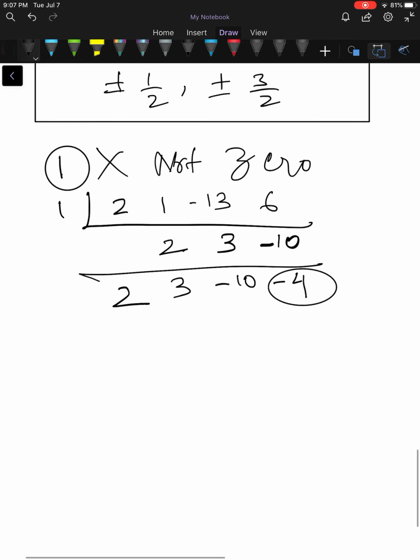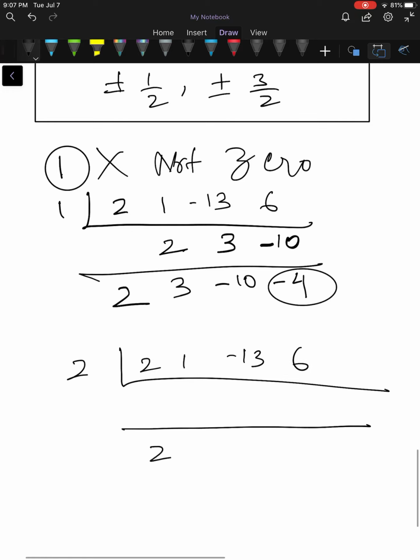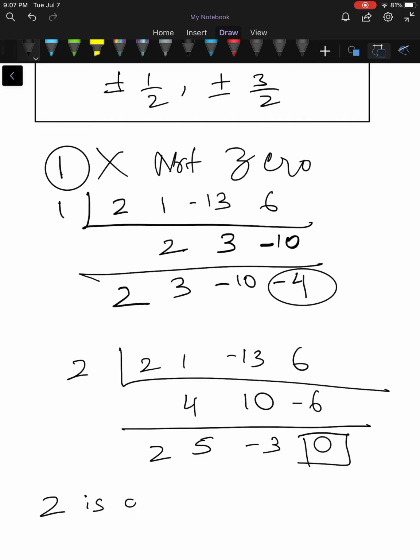Next let us test 2, for the same coefficients. Take 2 down. 2 times 2 is 4, 1 plus 4 is 5, 2 times 5 is 10. Write it below negative 13. Negative 13 plus 10 would be negative 3. 2 times negative 3 is negative 6. 6 plus negative 6 is 0. So this is a 0, and therefore 2 is a 0 of this given polynomial.